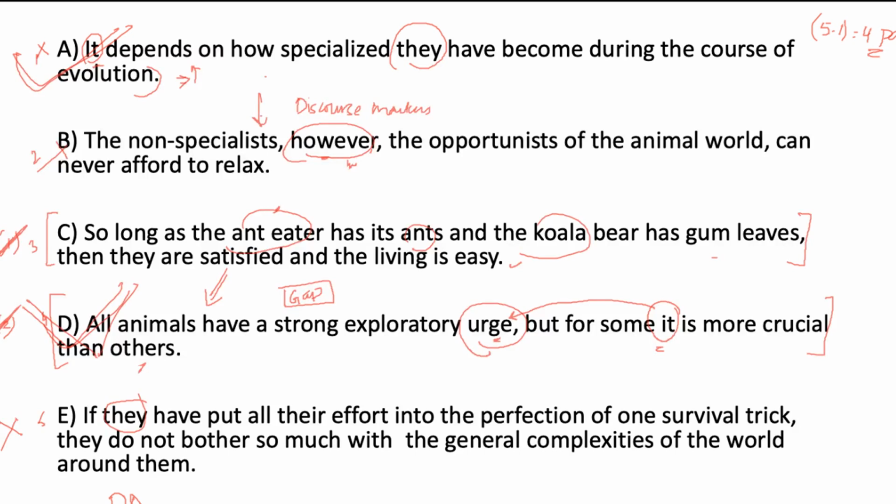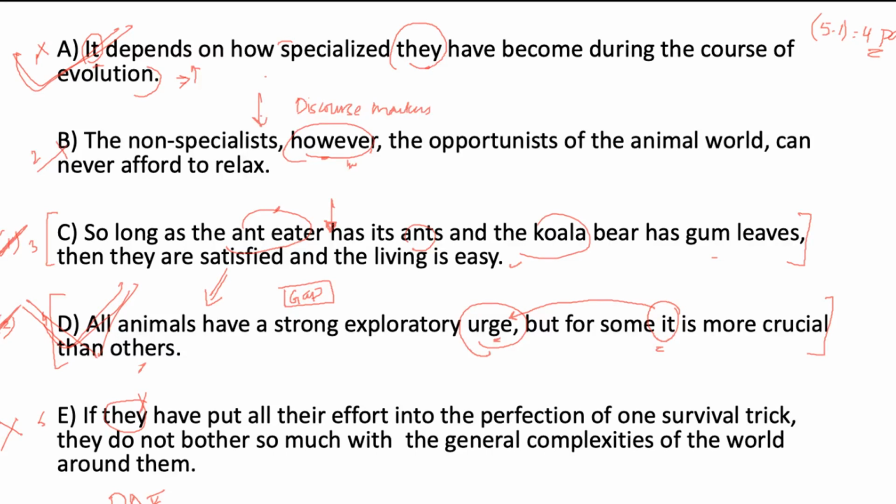Let's have a look at what comes after this sentence. It depends on how specialized they have become during the course of evolution. So long as the anteaters. Similarly, you will be missing some sort of idea or a gap in the flow of this idea. So most probably it's going to be if they. Okay. They, what do they mean by they? Animals, yeah. Have put on all their efforts into the perfection of one survival trick. They do not bother so much with the general complexities of the world around them. So this can be the next sentence.